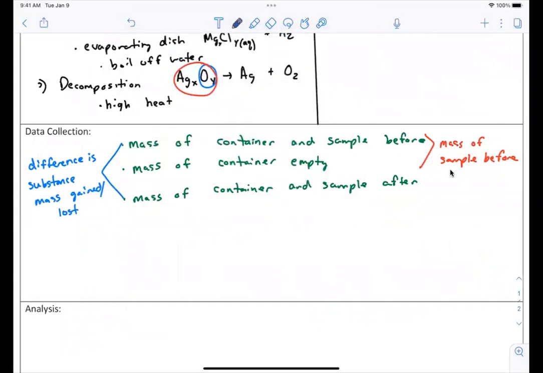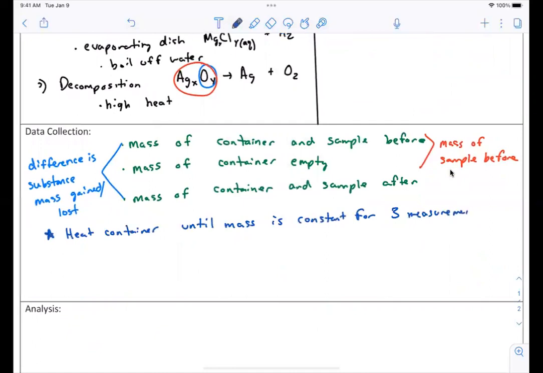Now, one thing about this process that I want to stress is that you heat the container until mass is constant for 3 measurements. So if you're heating these crucibles or evaporating dishes and stuff like that, you keep heating it until the mass is constant for 3 measurements. Okay. Why do you think that's important? What's the purpose of heating it until the measurement's constant 3 times?